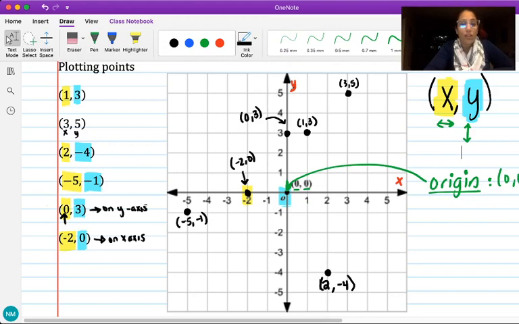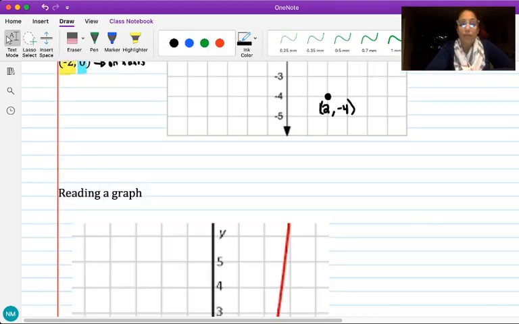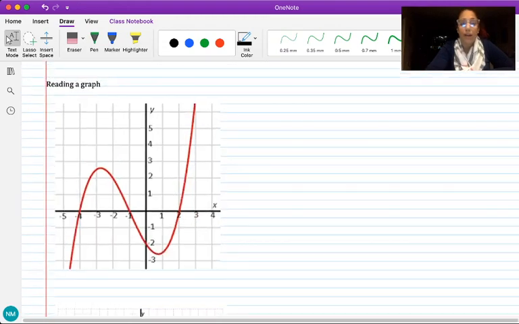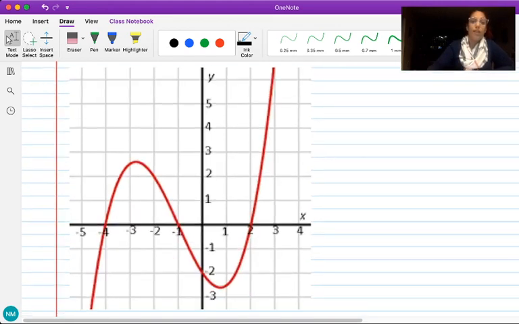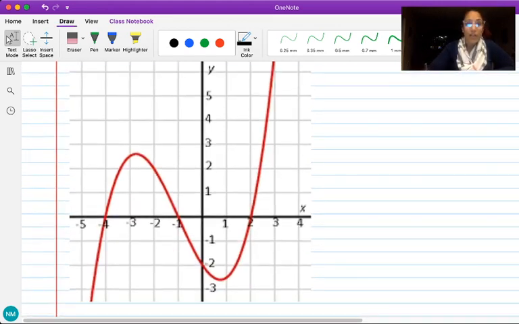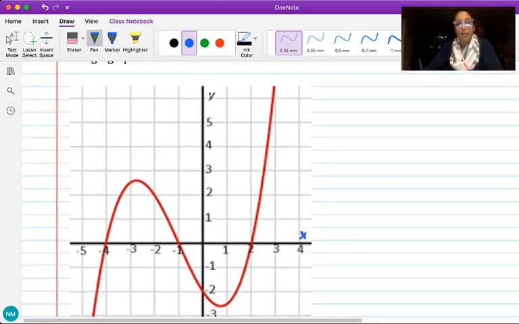So what about reading a graph? So let's talk about how to read a graph. Well, again, we have our x's and we have our y's. That doesn't change. We have x and we have y. So here's my question.